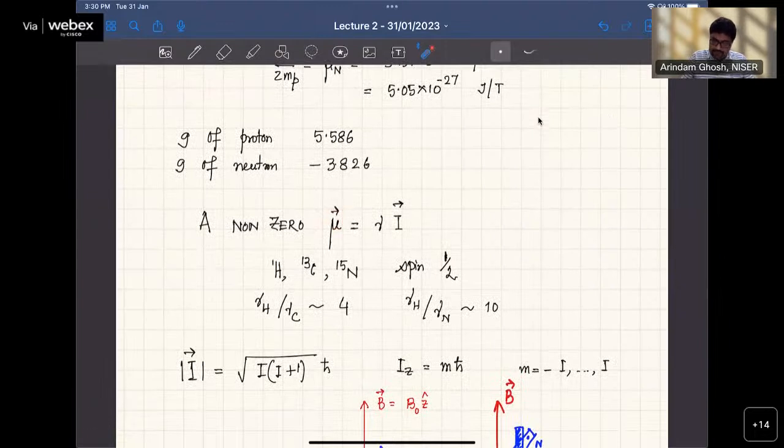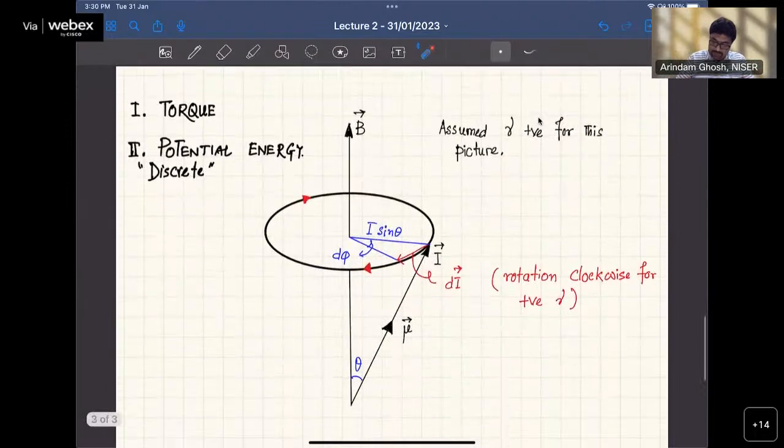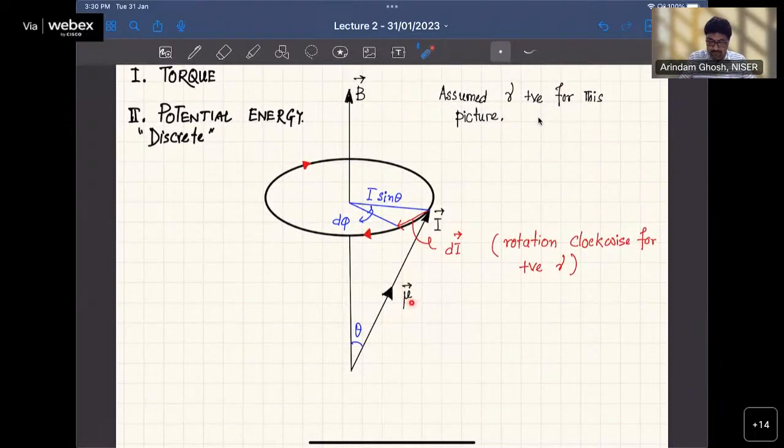So I have mu and gamma. If gamma is positive, then this vector I and this vector mu will point in the same direction. If gamma is negative, then I and mu will point in different, opposite directions. As I have taken positive gamma, I have drawn it this way. Suppose this is my mu, and there's a theta. This theta is some theta which is defined by quantum mechanics. It cannot be zero. And therefore, it has a corresponding I.